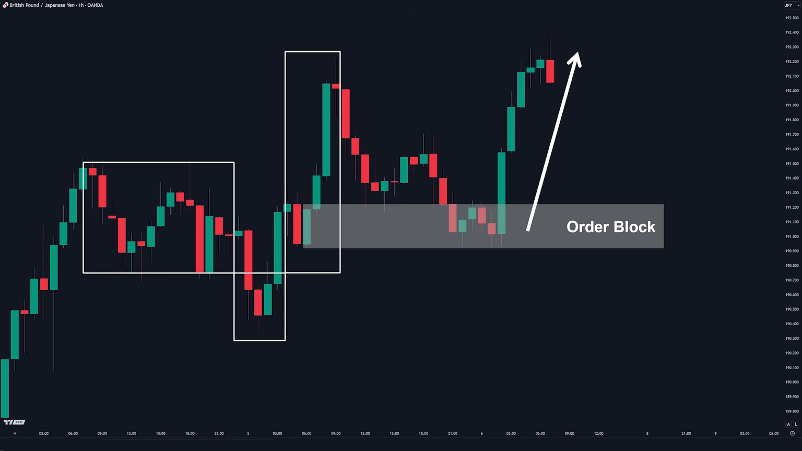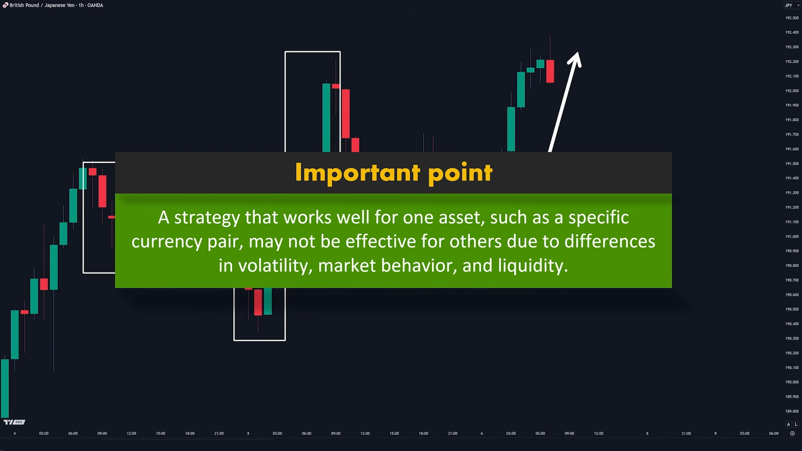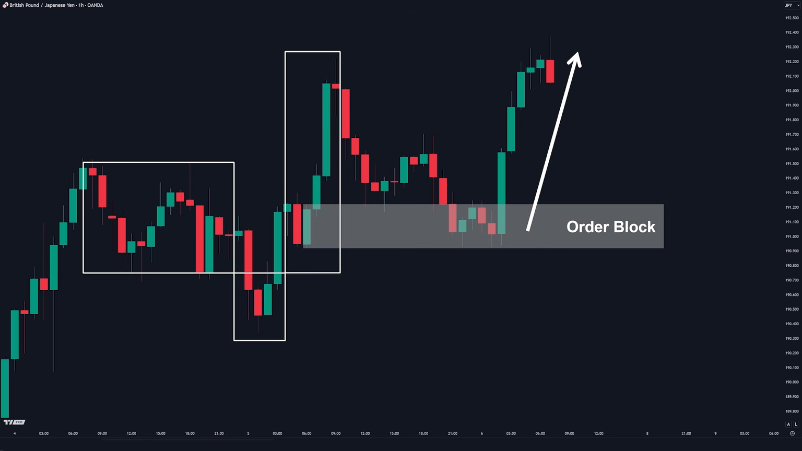Keep in mind that when testing a trading strategy, it's crucial to evaluate its performance across different currency pairs, stocks, and cryptocurrencies. This helps determine if it works for you and suits your trading style. A strategy that works well for one asset, such as a specific currency pair, may not be effective for others due to differences in volatility, market behavior, and liquidity. Observe how it performs in different trading sessions, scenarios, and timeframes, and refine it based on your findings.